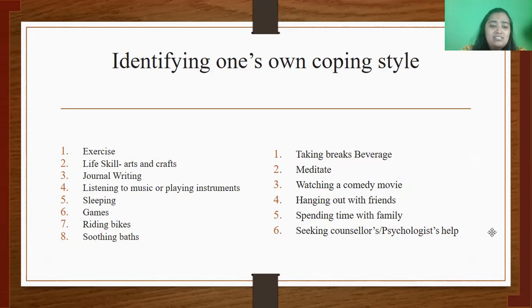Sometimes things are not under our control, and even if you try to cope, you listen to music, you write journals, you follow your hobby, still it's not helping you, then definitely you can seek a counselor's or therapist's help, and definitely it is going to help you in overcoming your stress and coping with the issues.